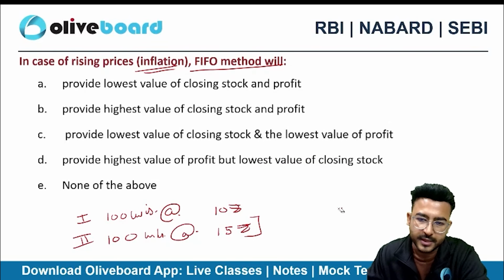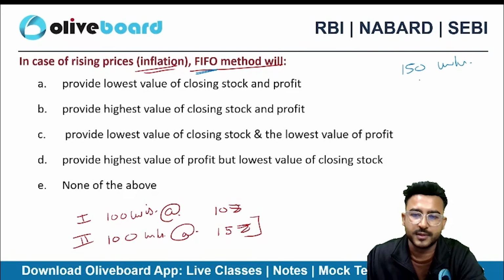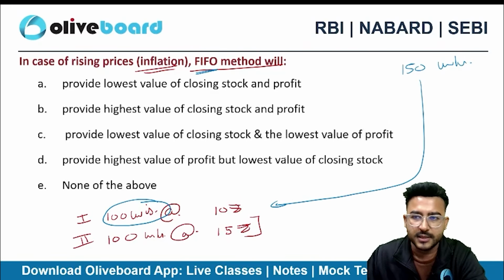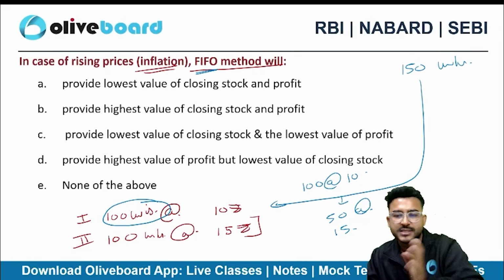Let's suppose I sold 150 units. So this is first in, first out. Let's consume this first. So 100 units I have consumed from this. What about the rest of the 50 units? The rest of the 50 units I'll consume from the second lot, which is at the rate of 15, because this is first in, first out.